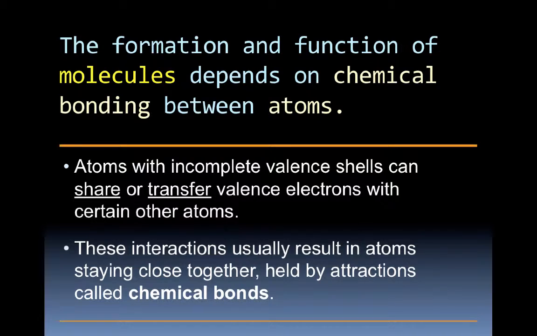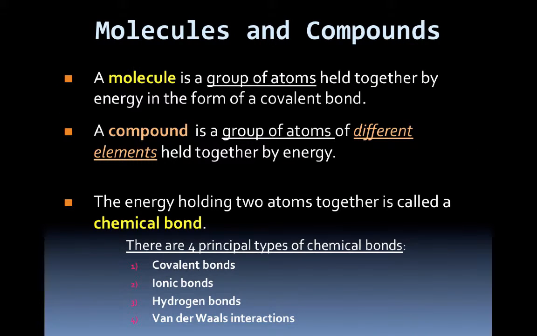The formation and function of molecules depends on how chemical bonds occur between the atoms that make up the molecules. As mentioned before, atoms with incomplete valence shells can share or transfer valence electrons with certain other atoms in order to gain stability, so that all of the valence electrons are paired, not singular in each orbital. The interactions between an atom's electrons and another atom usually result in atoms staying close together, held by attractions that we call chemical bonds. A few definitions on this slide.